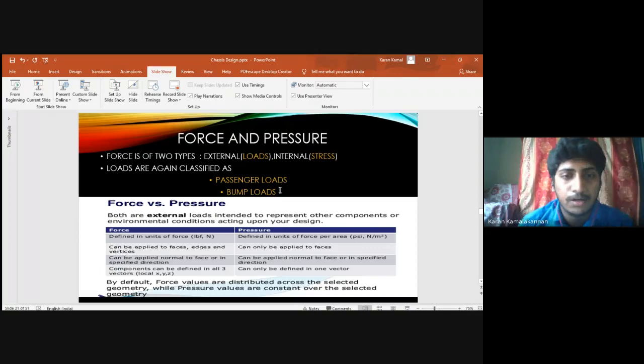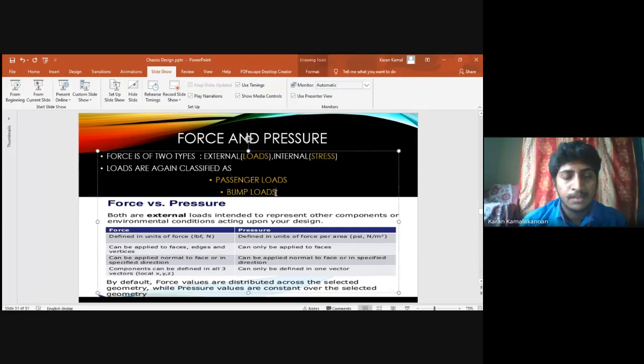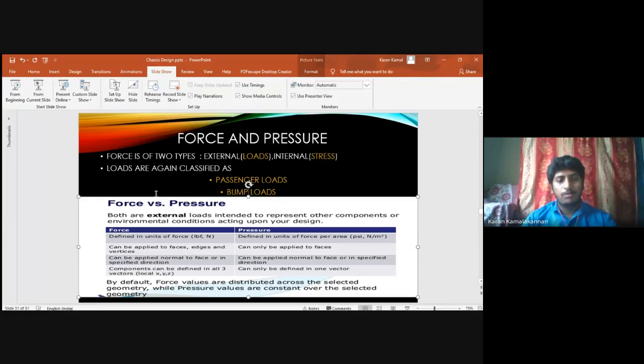Yeah, before coming to the loads analysis, I will give a basic definition of force and pressure. Why I am including this is the type of load which we give in analysis. Okay, when to give force and when to give pressure to the frame during the impact. Both are external loads, as you can see. We get this using force.